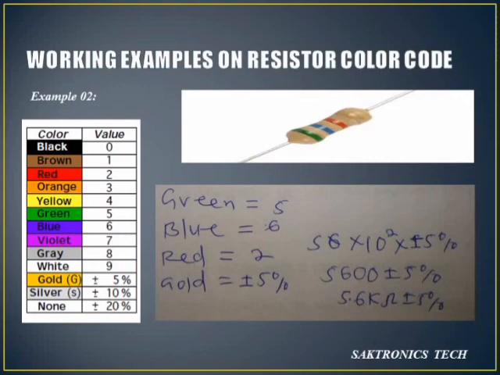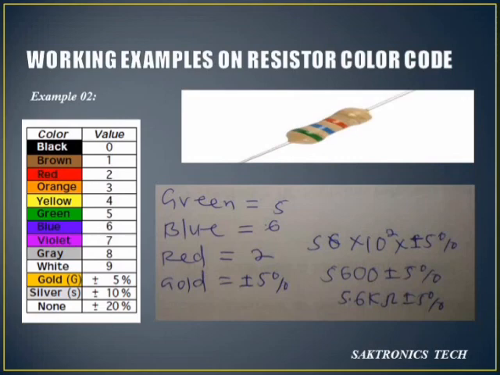And then if we abbreviate it, we can divide this by 1000, which is just going to give us 5.6 kilo ohms plus or minus 5%. So that's how we can find the value of a particular resistor, or the resistivity of that resistor, using the color code.